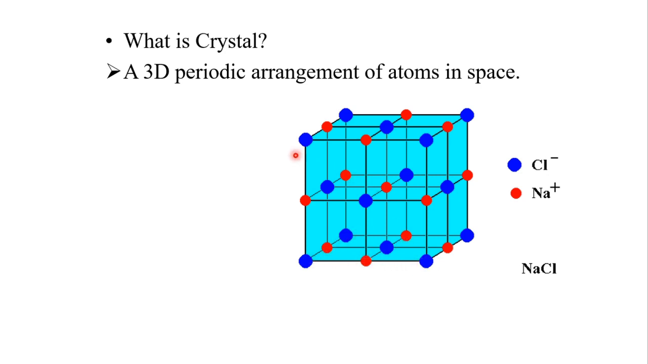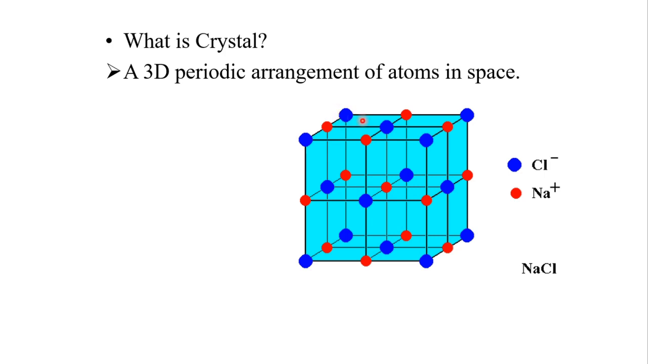If we follow the cube edge, we witness the chlorine atom at the start. This is followed by a sodium atom at a specific distance, and we again find another chlorine atom at the same distance after the sodium atom. If we continue along the edge of the cube, we get an atomic arrangement of chlorine, sodium, chlorine, sodium, chlorine, and so on.